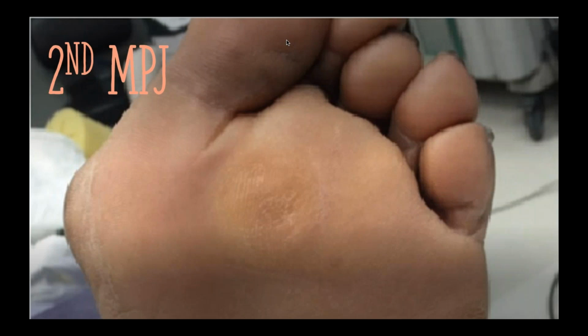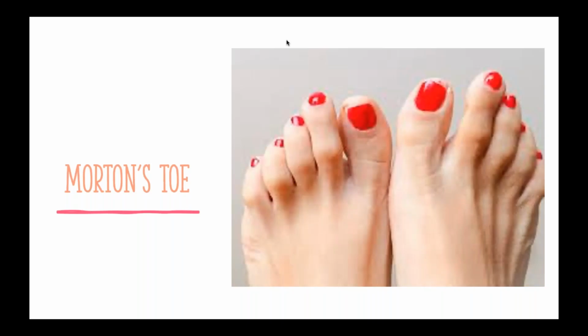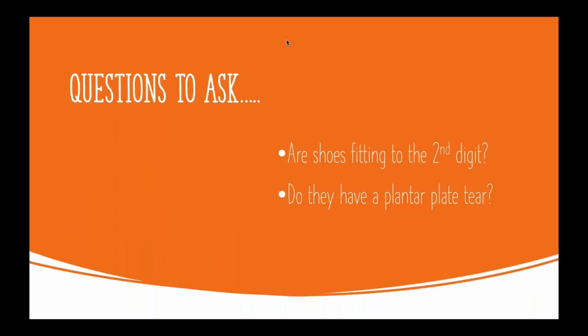Now, why I would start thinking of a bunion when there's a second met callus is because if you cannot go through the first MPJ, you get what's called transfer stress to the second, which means now we have increased load under the second, leading to the calluses. So we want to make sure that we're starting to balance force underneath the foot. Address the bunion, address the long second toe, and address the excess force.